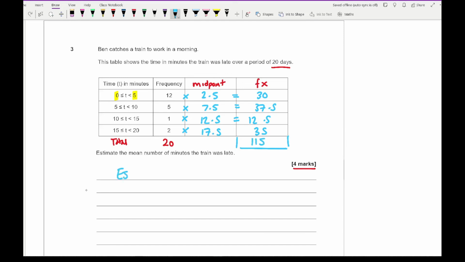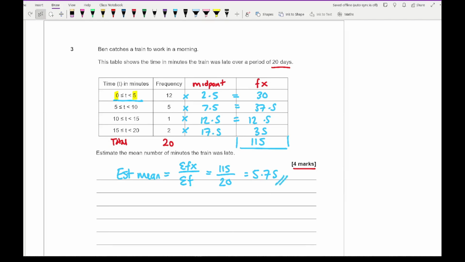So therefore the estimated mean, and the reason why it's estimated is because we've got grouped data, and it's not estimated mean for the previous question because we didn't have groups. So it's going to be the same formula, which is the total of the fx divided by the total frequency. So it's going to be 115 divided by 20, and 115 divided by 20 gives me an answer of 5.75. Does that seem fair? Well, yes, because the most popular group was the first one, and the second most popular was the next group along. So you'd expect an answer in that sort of group.